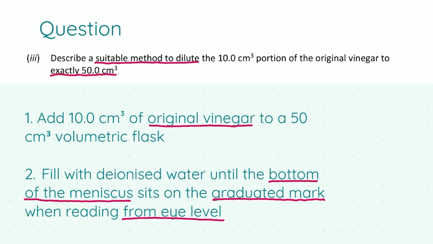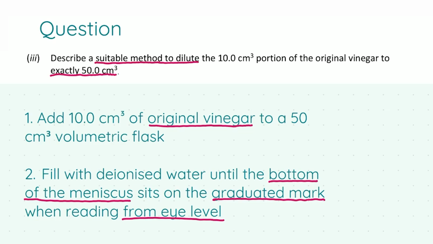And then for the second step of this method, you fill the volumetric flask with deionized water until the bottom of the meniscus sits on the graduated mark when reading from eye level. So I've underlined here the important bits. So it's important that you say that the bottom of the meniscus is sitting, because that's where it's measured from. So you know that's exactly 50 centimeters cubed then. And make sure you mention graduated mark. Both of these are very important points. And the third point that is very important as well is that make sure that you're reading from eye level.